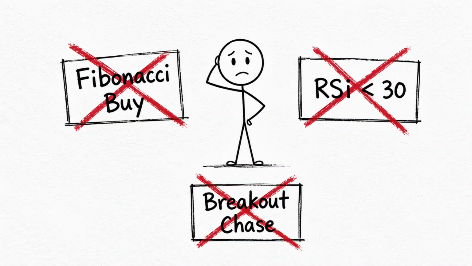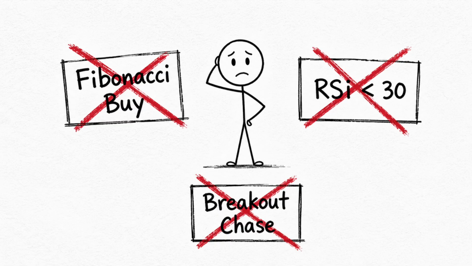What if I told you that most traders don't lose money because they know too few strategies? They lose because they use the right strategy at the wrong time. They see Fibonacci and buy. They see RSI below 30 and buy. They see a breakout and chase it. And then the market does what it always does.